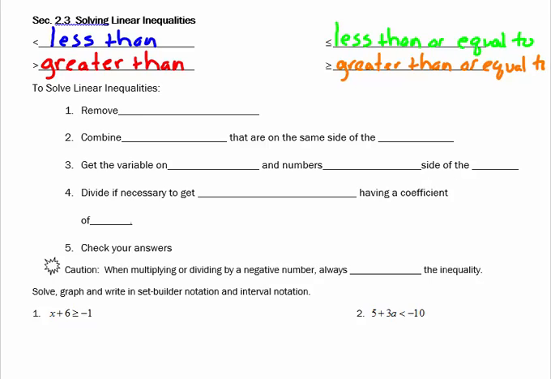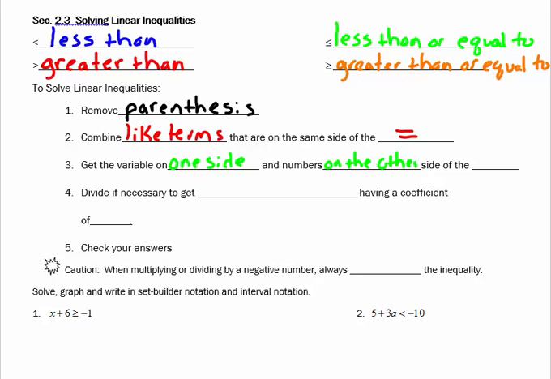To solve linear inequalities, the first thing we want to do is remove parentheses. And how do we do that? By the distributive law. Number 2, combine like terms that are on the same side of the equal sign. So if there's any like terms on the same side, go ahead and put them together. Then we'll get the variable on one side, and we're going to take numbers to the other side of the equal sign. So again, just get variables on one side, numbers on the other. Isolate the variable. Lastly, divide if necessary to get the variable having a coefficient of 1. That's how we get the variable by itself having a coefficient of 1.